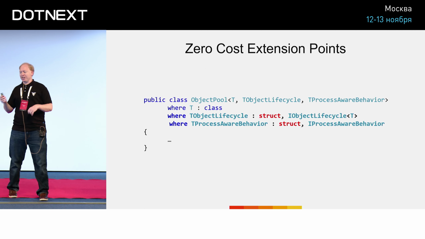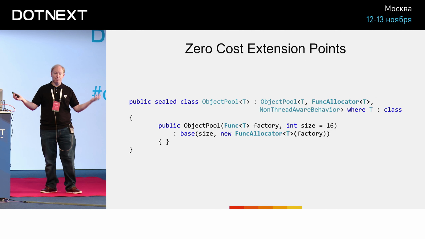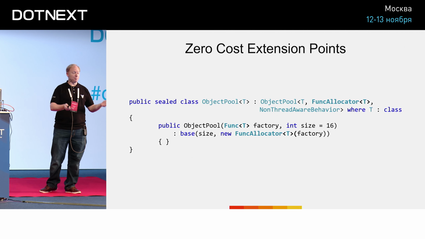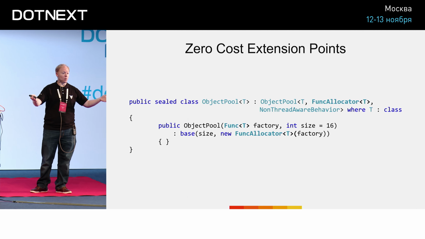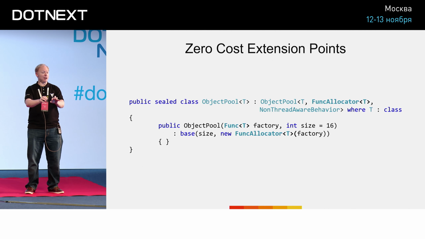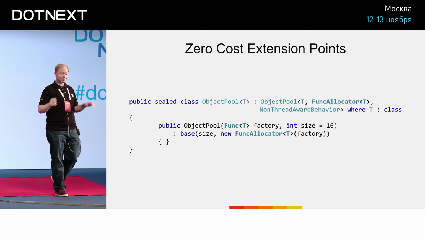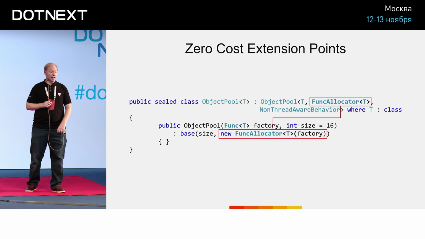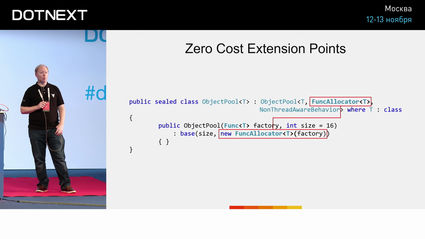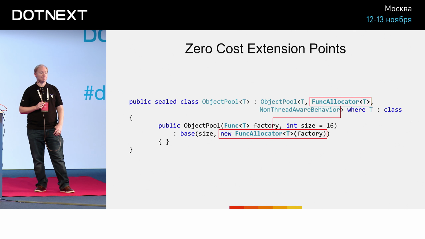So a typical allocator that we use today would look something like this. We have an object pool with non-thread aware behavior or processor aware behavior. And we just pass a function telling it, OK, this is how you create this object. Simple. And the trick is here. We are fixing our types.